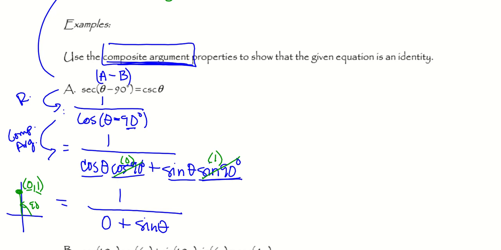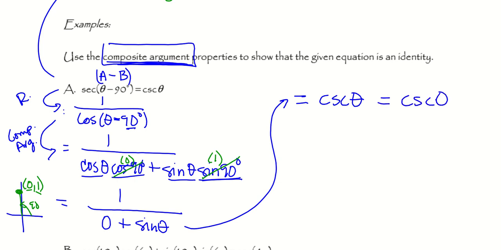Well, that's 1 over sine of theta, right? And what does 1 over sine of theta equal? Well, by our reciprocal identities, that is the cosecant of theta. And we have shown that the cosecant of theta equals the cosecant of theta, and we have proven that identity.